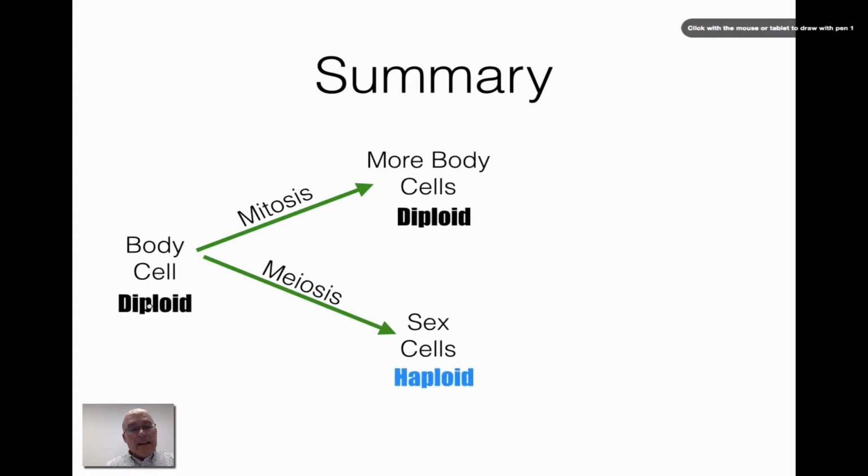Now, remember, body cells are diploid. If you take a diploid cell through mitosis, you end up with more diploid cells. But if you take a diploid cell through meiosis, you end up with haploid cells. And we have a symbolic system for this. We refer to diploid as 2N and haploid as a single N. Kind of like a little algebra here. So 2N means 2 copies of each chromosome, and N means only 1 copy of each chromosome. Kind of an easier way to notate this rather than writing out the words diploid and haploid.